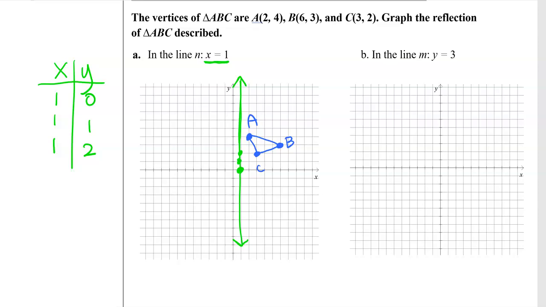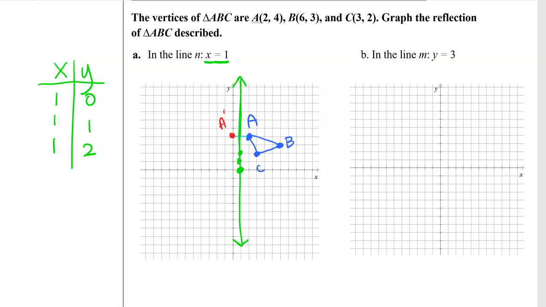I'm going to switch over to red here, and let's do A prime, B prime, and C prime. One way to graph reflections on a graph is to count how far away from your line each point is. If you look here at A, I'm going to use light blue here. I want you to notice that A is 1 unit to the right of the line of reflection. So when I reflect A prime, I have to be the same distance on the other side. I'm going to put A prime right here.